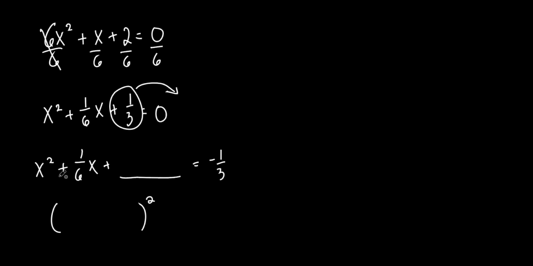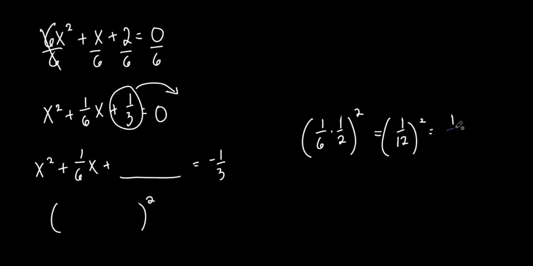Well, I take that middle coefficient, that 1/6, I come over off to the side, I take half of it. I explained this on Friday, so you can go back and look where I'm getting this stuff from. And then I've got to square it, and that's what I'm going to put right here. So this is going to be 1 over 12, and that's squared. If I square that, that's 1 over 144. 12 squared is 144. So that's what I'm going to add to this, 1 over 144.